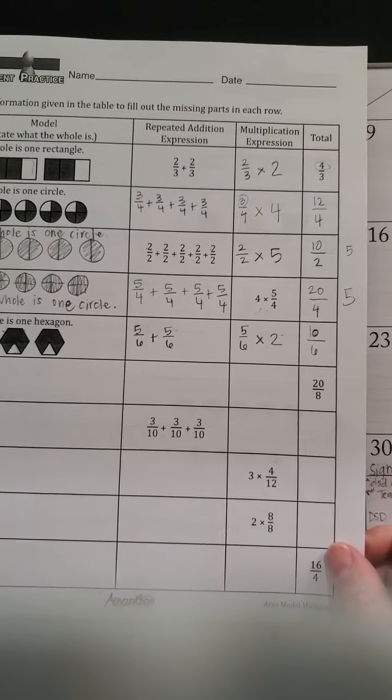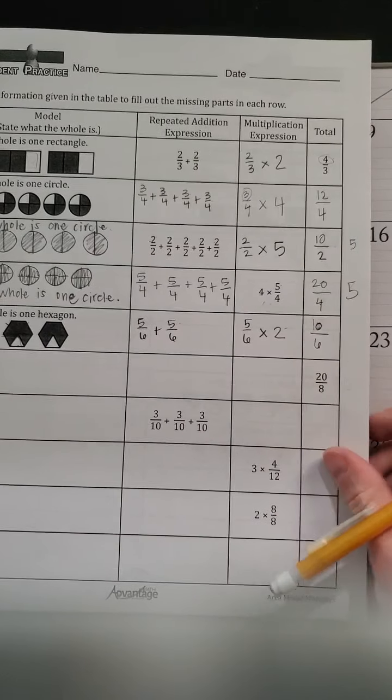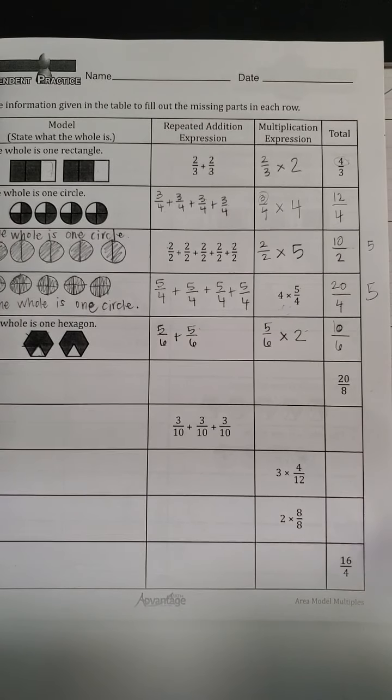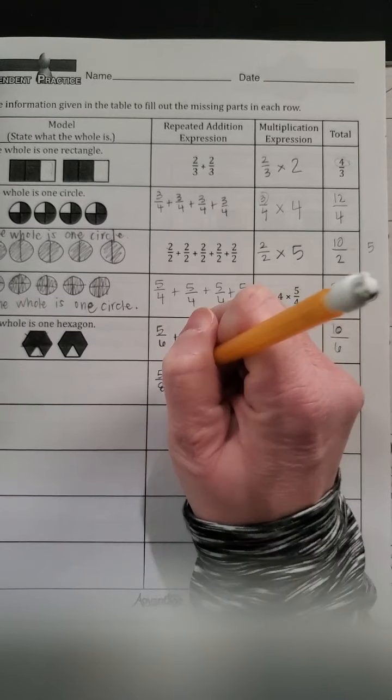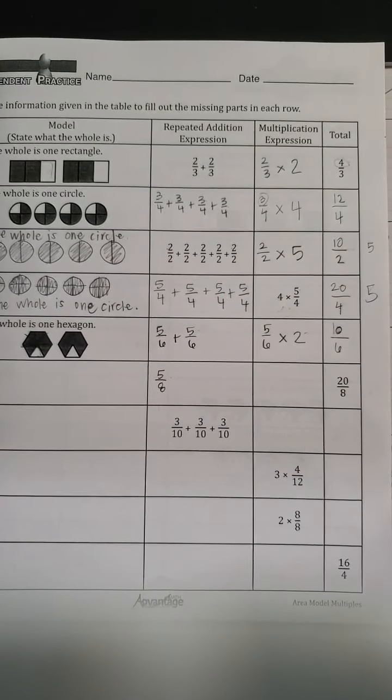Okay, number 6, they give us 20/8. Well, we can pretty much choose whatever we'd like. So for 20/8, let's make this simple. Let's do, how about we do 5/8 4 times. 5/8. Nope, that won't work.